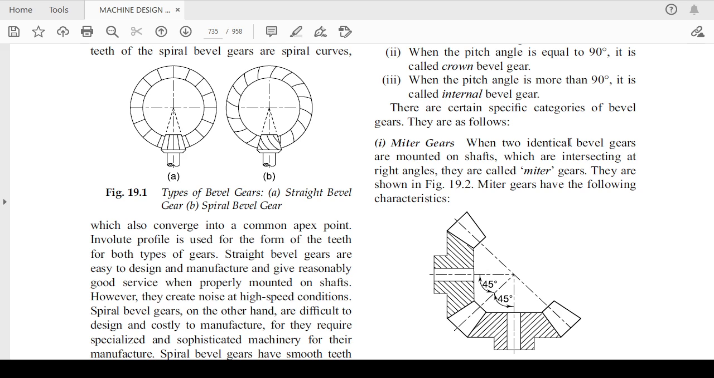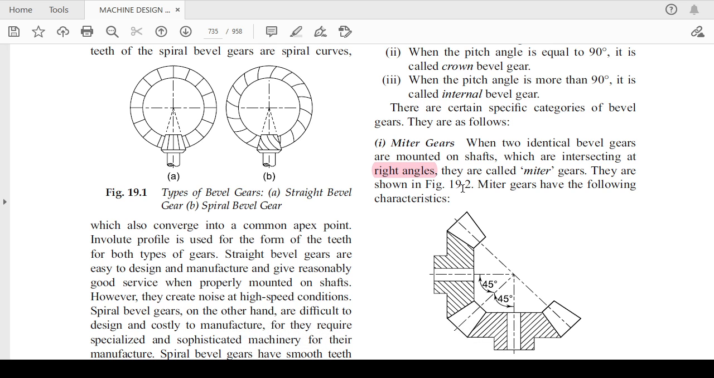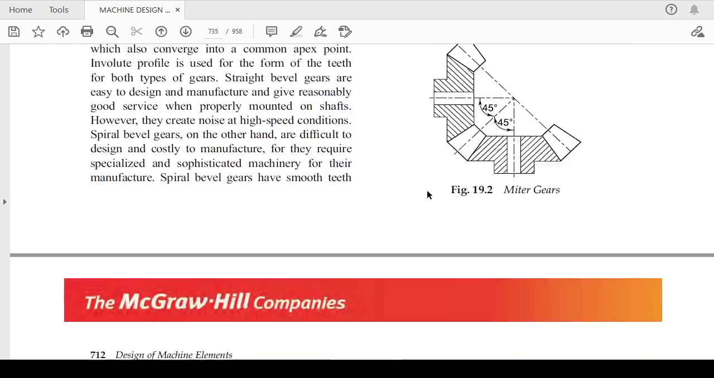When two identical gears are mounted on shafts which are intersecting at a right angle, meaning the two shafts are meeting at a right angle and you want to transmit power between them, then those mounting bevel gears will be called miter gears. Sometimes it has been asked in various competitive exams as an MCQ, so you can go through it.